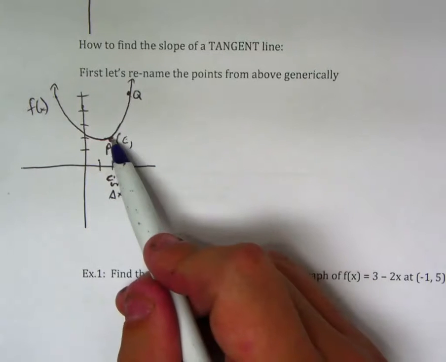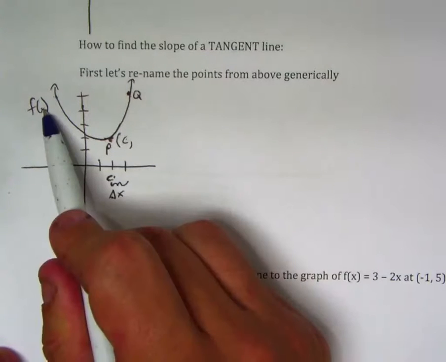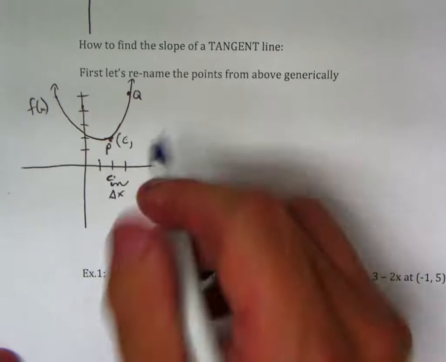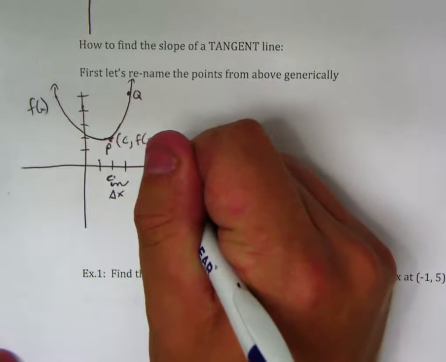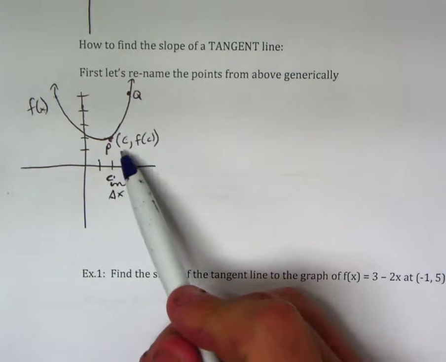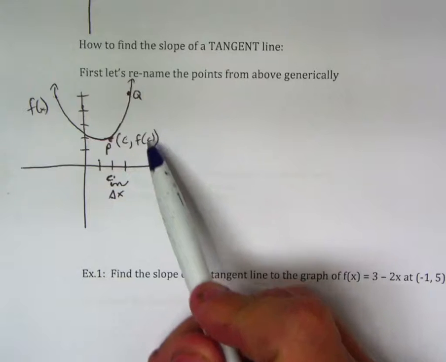The y value of point P is whatever we get when we plug C into the f function. So the x value is C, and the y value would be f of C. Again, we're naming these generically because we want what we're about to do to apply to all circumstances, not just if I would plug a 2 and a 3 in there. So point P is C comma f of C. This would be the y value you get from plugging C in.